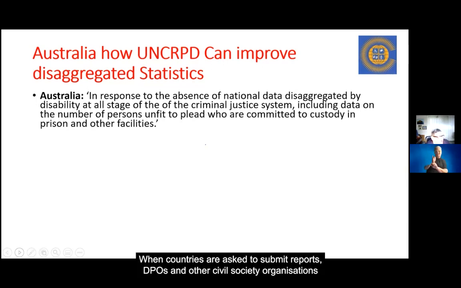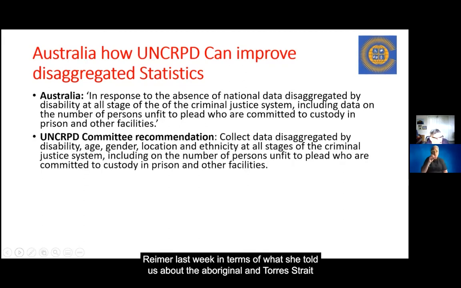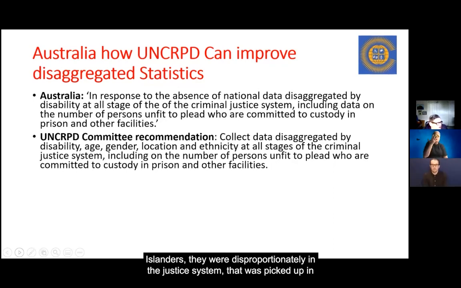When countries are asked to submit reports, DPOs and other civil society organizations can put in comments. And this takes us back to the comments that were made by June Reimer last week in terms of what she told us about the Aboriginal and Torres Strait Islanders in Australia, that they seem to be disproportionate in the criminal justice system. And this was picked up in the report of the UNCRPD committee.